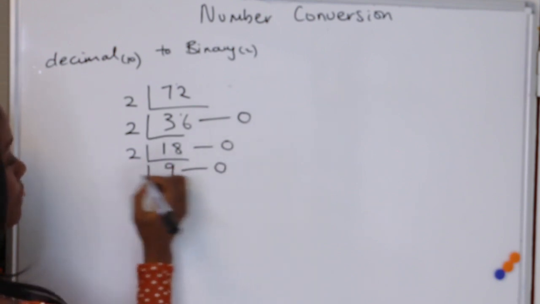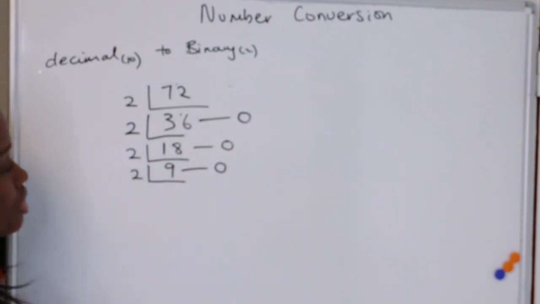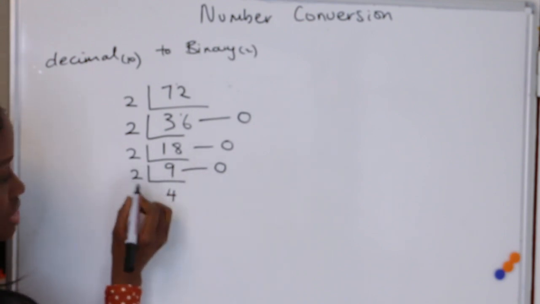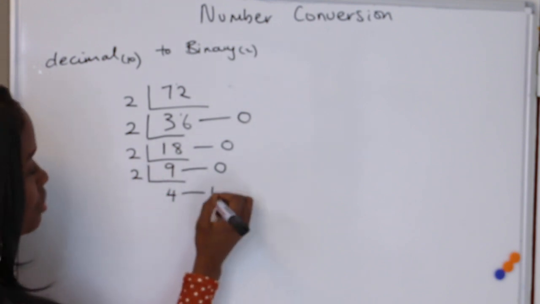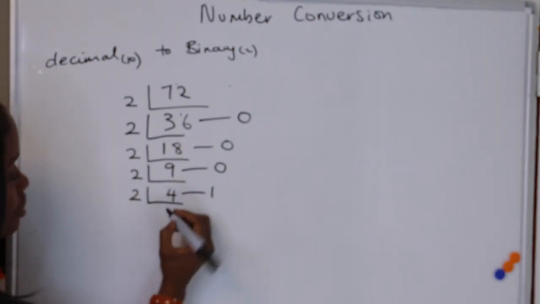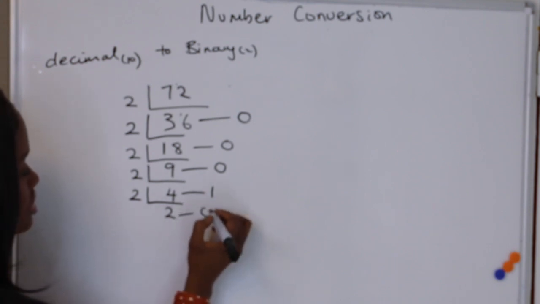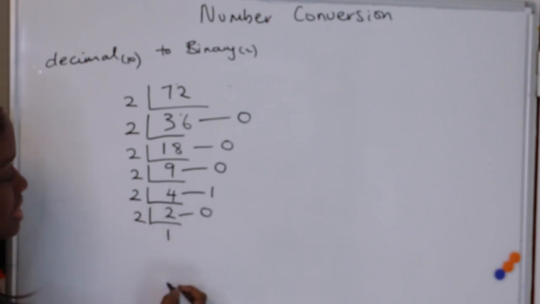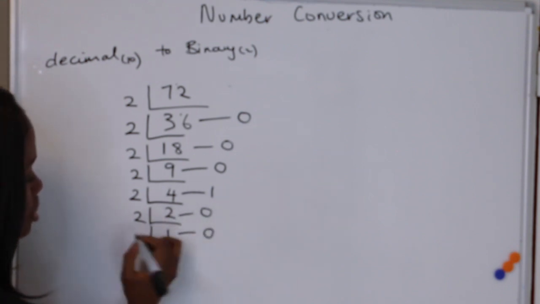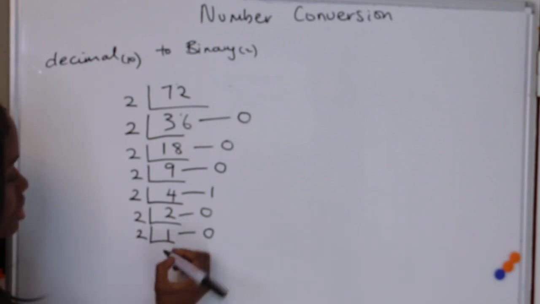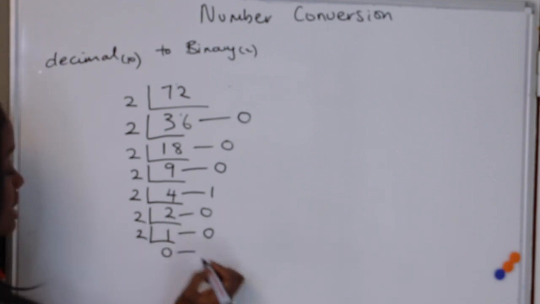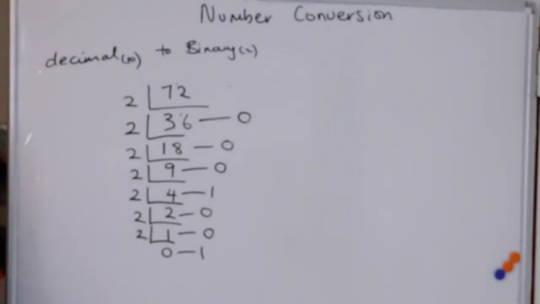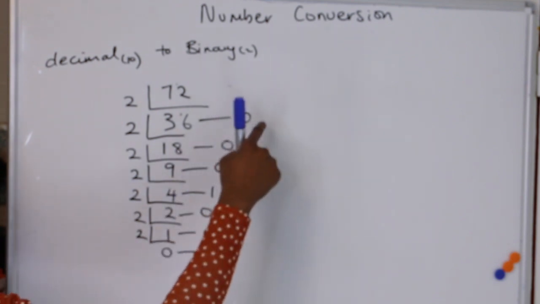Do it again. 2 into 9 is 4. But then there's 1 remainder, so 4 times 2 is 8, plus remainder 1 is 9, so 1. Divided by 4 is 2. Is there anything left? No. 0. Again. 2 into 2 is 1. Is there anything left? No. Again. 2 into 1, no. So you write 0. Something left? Yes, because it's 0.5.